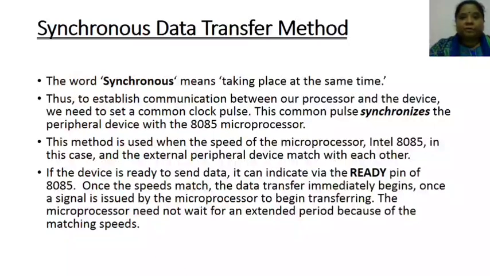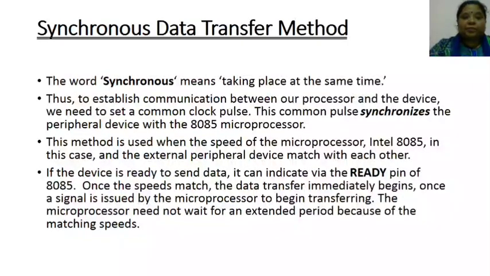This common pulse synchronizes the peripheral device with the 8085 microprocessor. This method is used when the speed of the microprocessor, Intel 8085 in this case, and the external peripheral device match with each other. If the device is ready to send data, it can indicate via the ready pin of the 8085. Once the speeds match, the data transfer immediately begins.